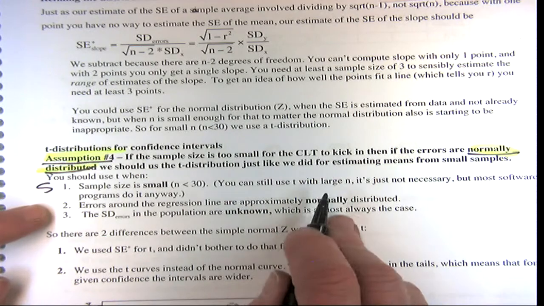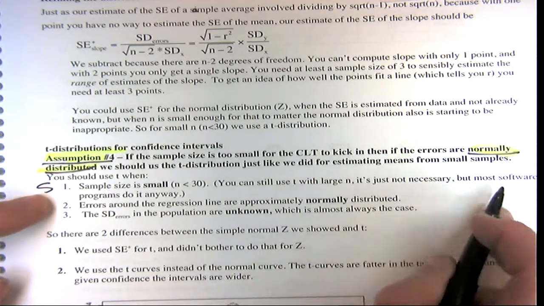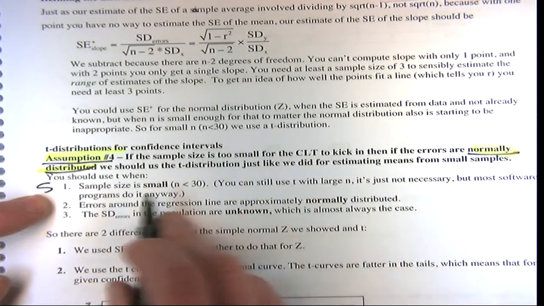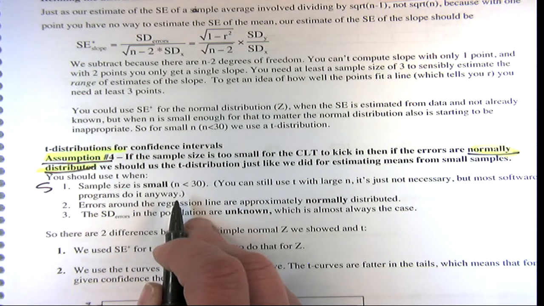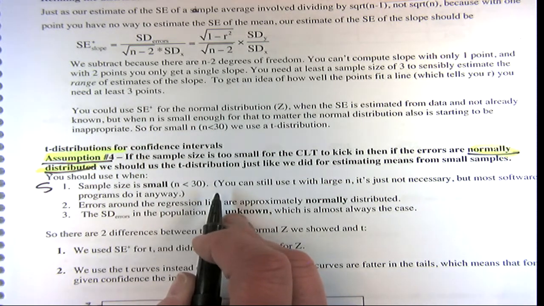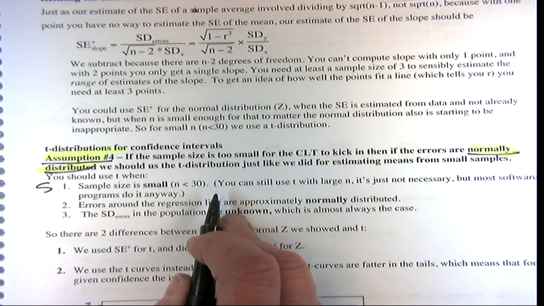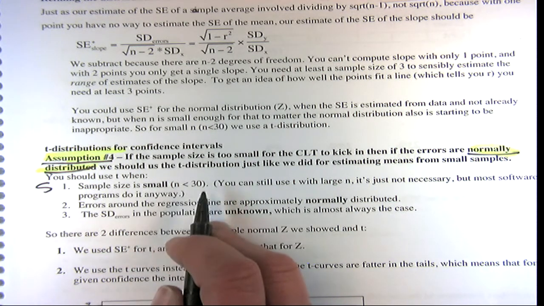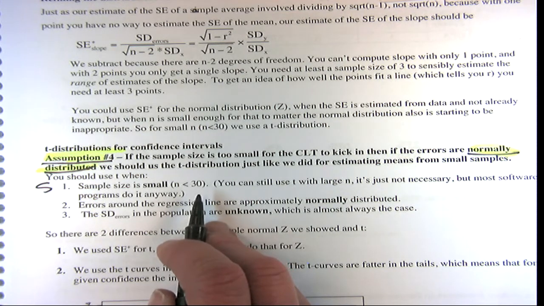Now you can still use the t with large n. It's just not necessary. But most software programs do it anyway, so you'll see it being done all the time. It's easy if you click a button. Why not? But when we're teaching, when you're thinking about it, it really creates a cognitive burden. And if it's unnecessary, why do it? So if the machine's doing it, fine. But when we're trying to learn this, it's much easier to think of the normal distribution because there's just one z-curve, one normal curve. Whereas with the t, there'd be a whole book of tables we'd have to look at.